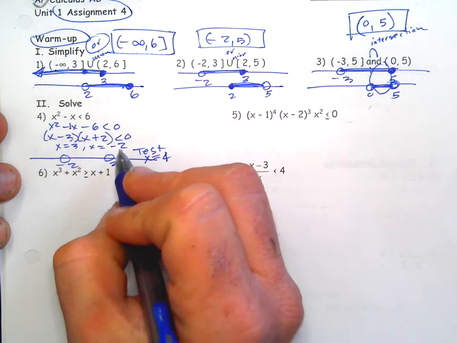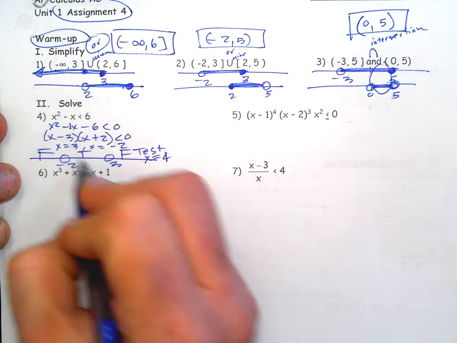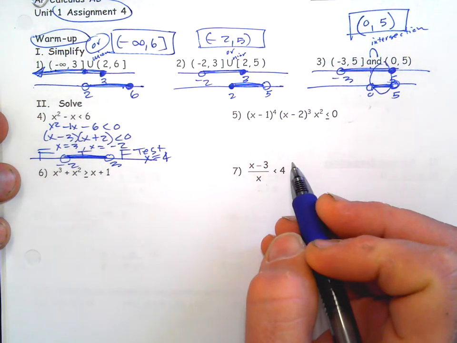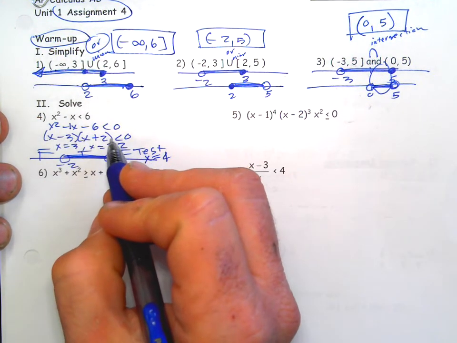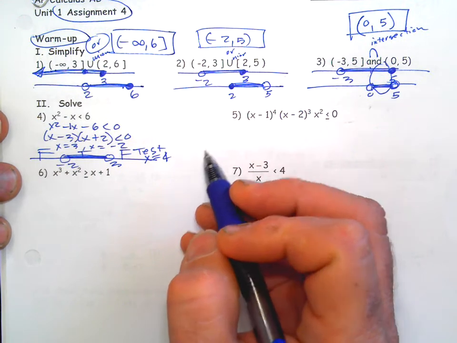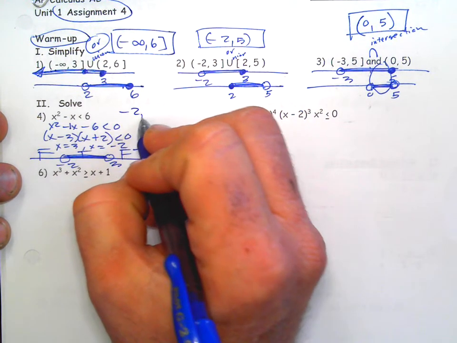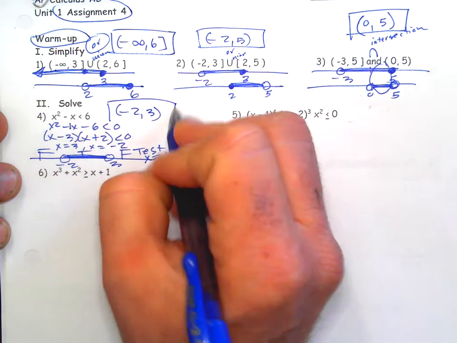Positive is false, true, false. Now, it's going to just flip back and forth between true and false unless there's a root of 0 that has an even power on it, which it wasn't. So the final answer is negative 2 to 3, parentheses.